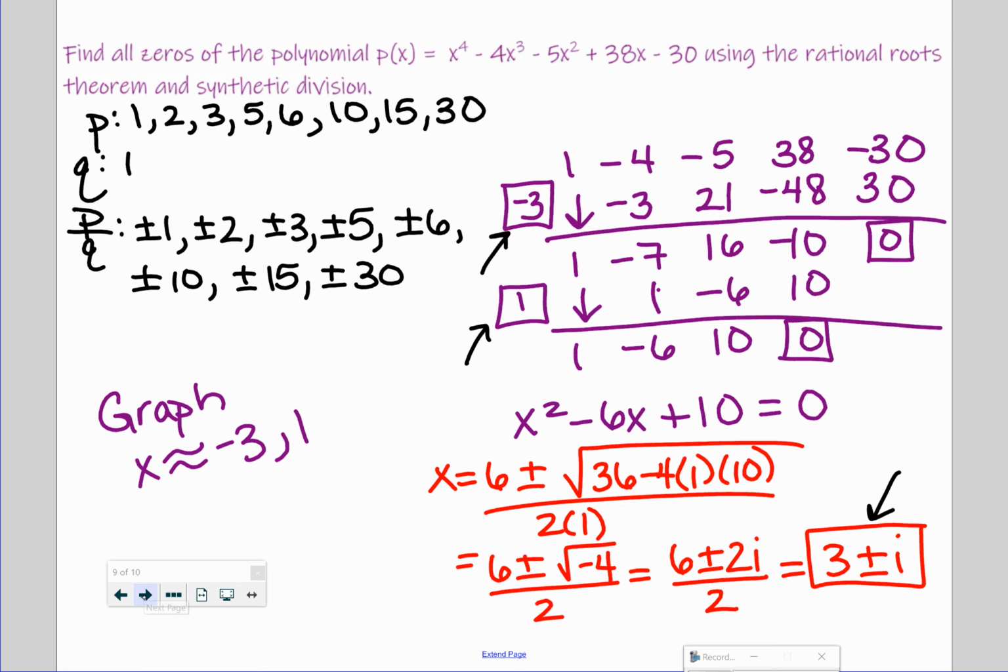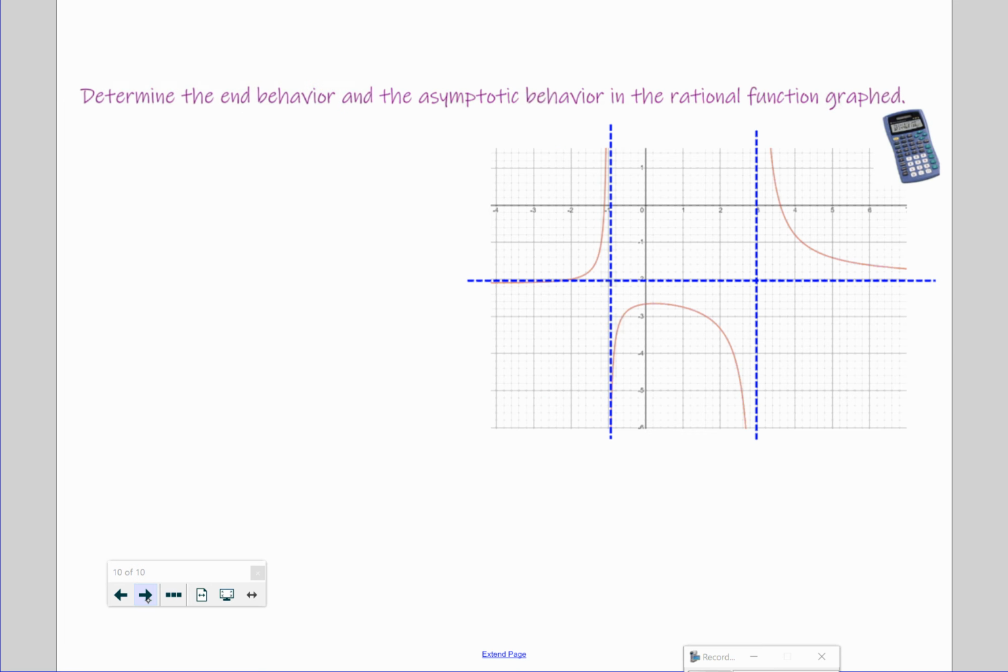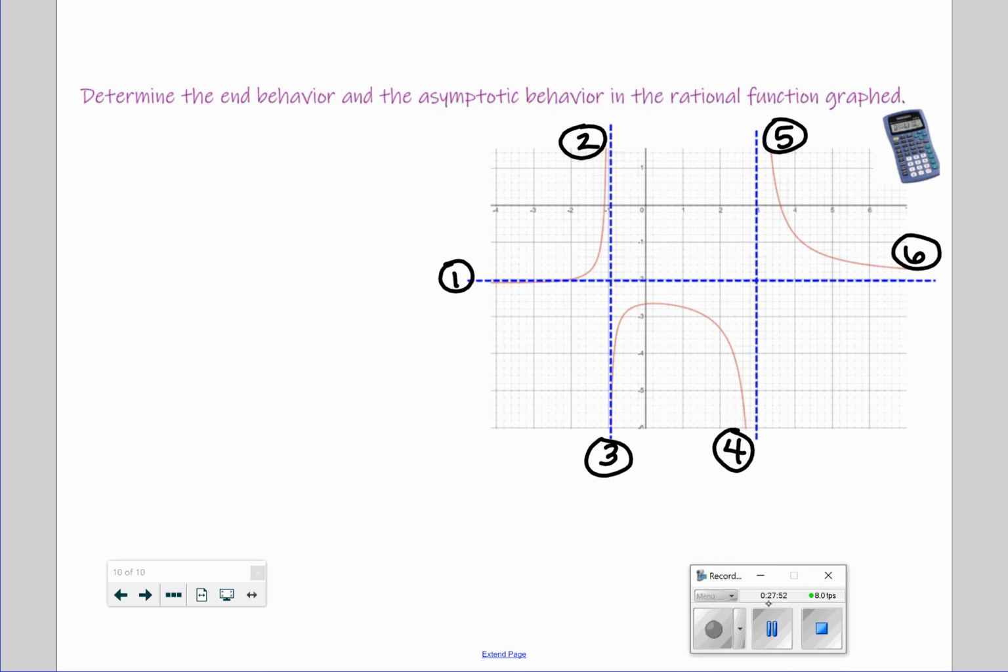All right, our last problem. We're going to find the end behavior of this rational function. Now, I'm going to number them here. You definitely don't have to number them on the test, but it is helpful to keep your work organized, and I'm just numbering them left to right. Remember, for each of these, you're going to want an x and a y with an arrow for x approaching.